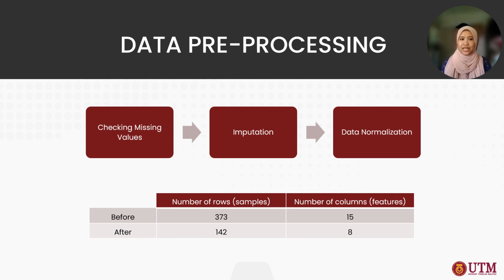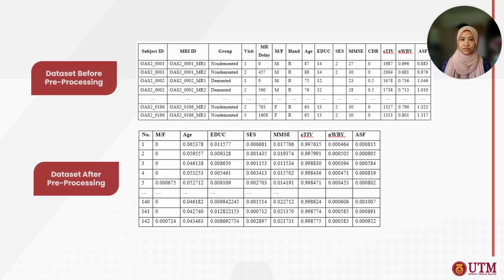Data preprocessing. The steps involved in data preprocessing are checking missing values, imputation, and data normalization. Before the preprocessing, the number of rows, which are the samples, is 373, while the number of columns, which are the features, is 15. After the preprocessing, the number of rows is lessened to 142, while the number of columns is lessened to 8. Shown are the tables of the dataset before and after the preprocessing step.